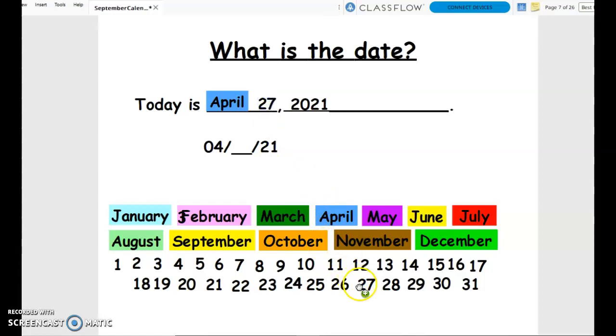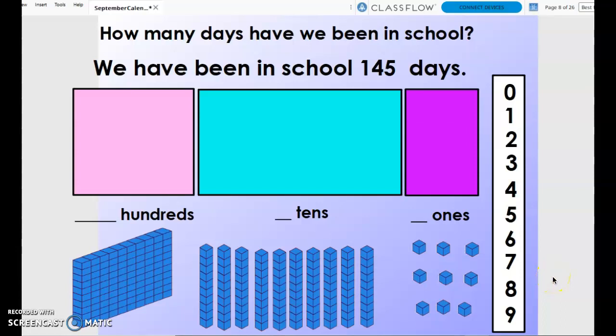27th, 2021, or we could abbreviate it to 04-27-21. Today is the 145th, or day number 145 of school.